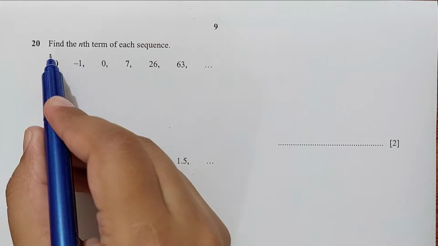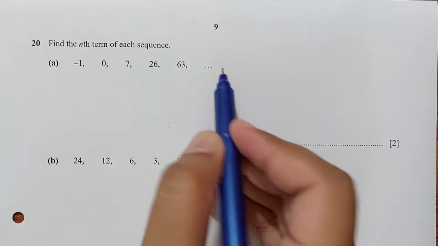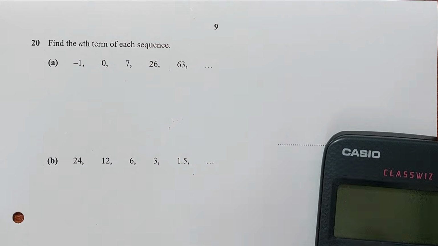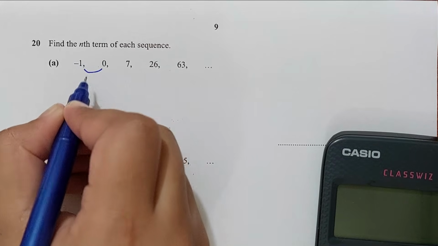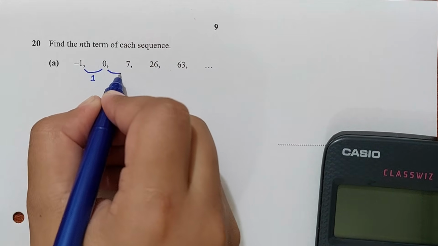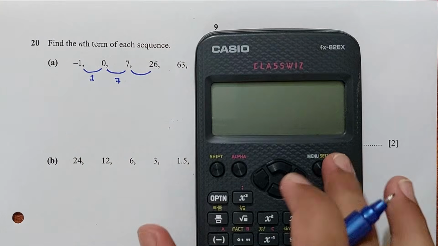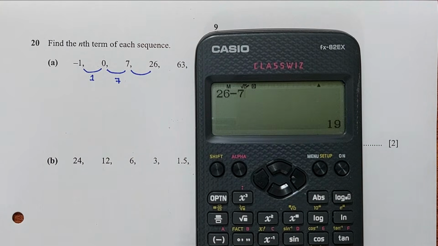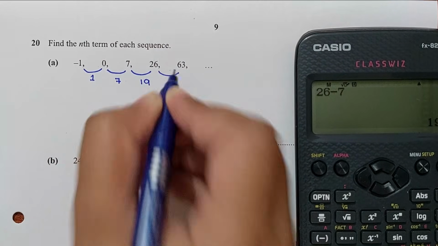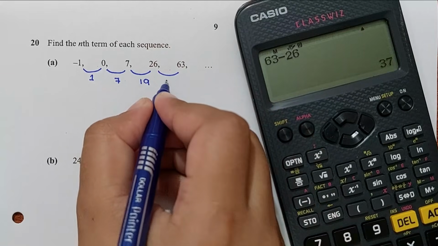Question number 20, find the nth term of each sequence. In part A, let me find the difference between the terms. The difference between 0 and negative 1 is 1. Between 7 and 0, the difference is 7. 26 minus 7 is 19. And 63 minus 26 is 37.